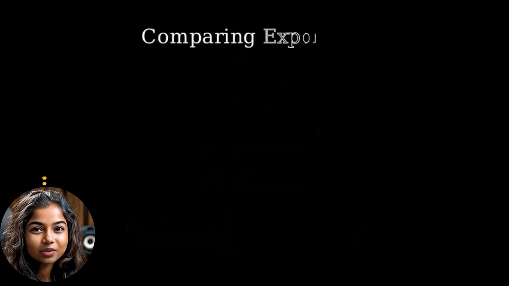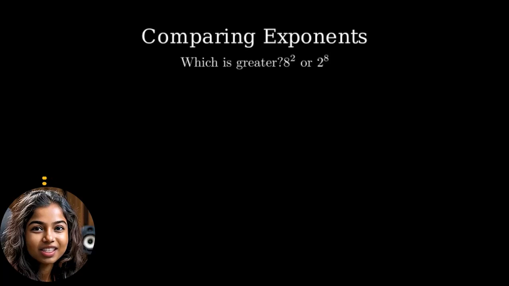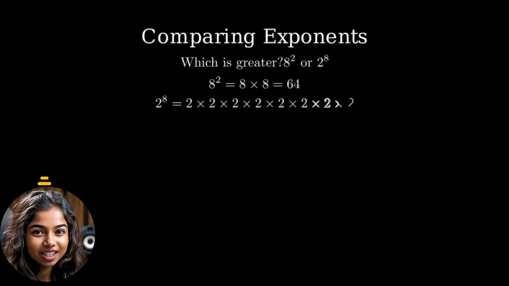Let's solve a problem comparing exponents. We need to determine which is greater, 8 squared or 2 to the 8th power. Let's solve this step by step. First, let's calculate 8 squared. 8 squared equals 64. Now let's calculate 2 to the 8th power. Let's calculate 2 to the 8th power step by step.